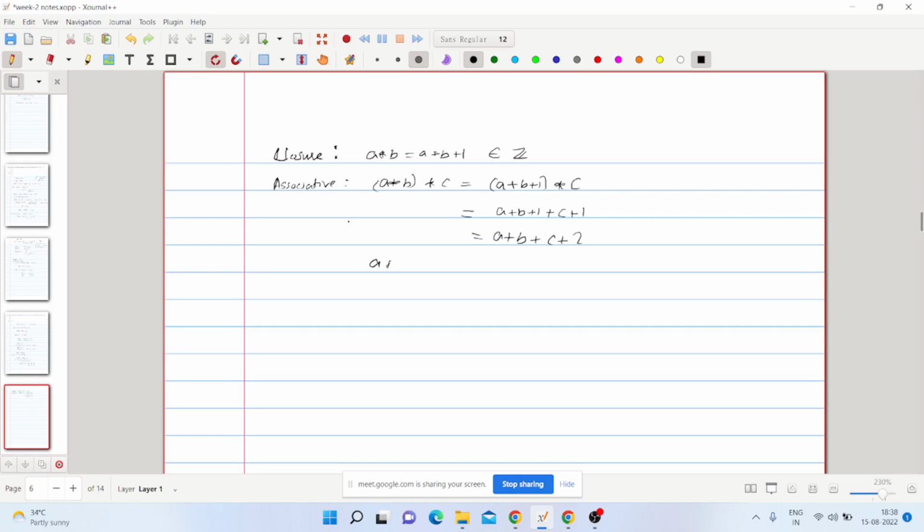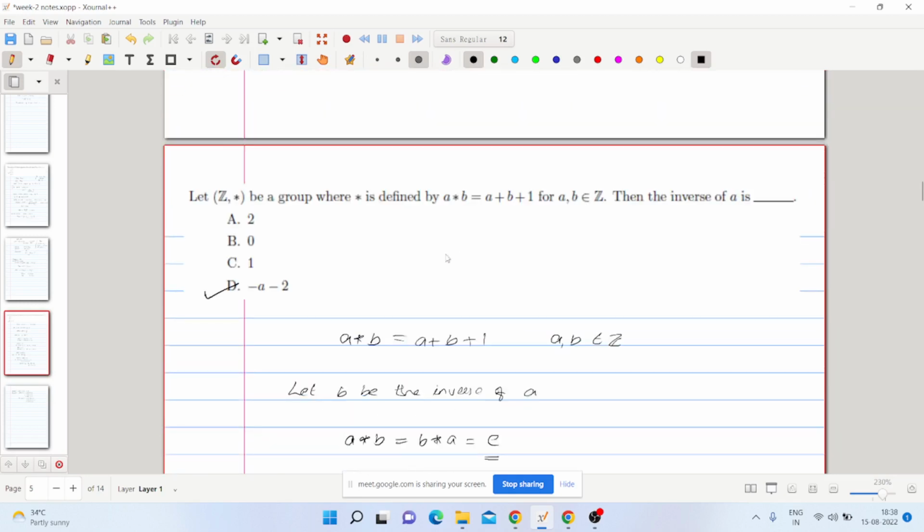In the same way we will solve the other way, A star (B star C). First we need to find B star C. What is B star C? B plus C plus 1. So what will be here? A plus B plus C plus 1 plus 1. This is also A plus B plus C plus 2. So from this we get that it is associative also, and identity and inverse are already proved. So Z with star is a group.